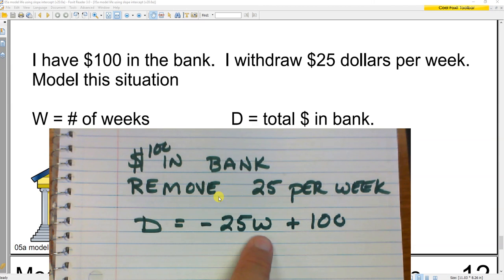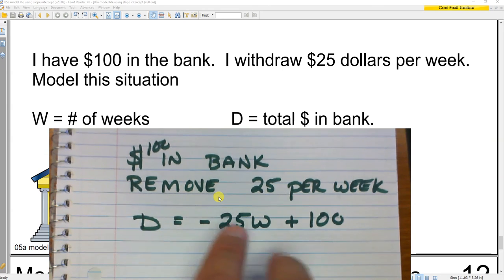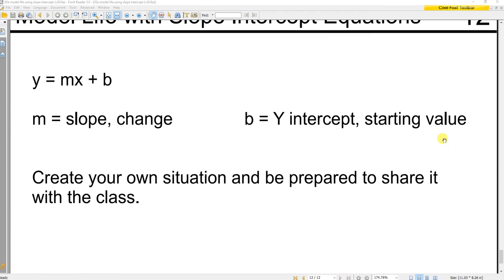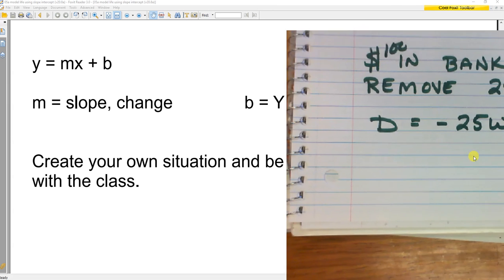At week zero, I have $100. At week one, I have $75. At week two, I have $50. All right, that's it. That's the lesson.